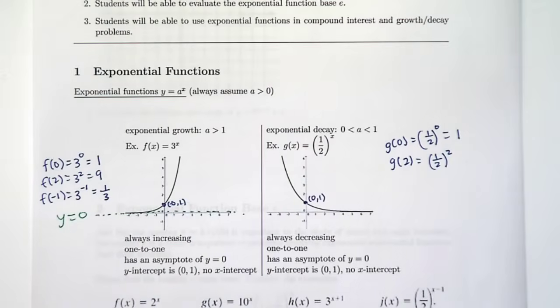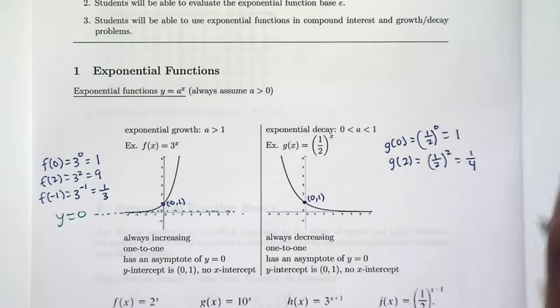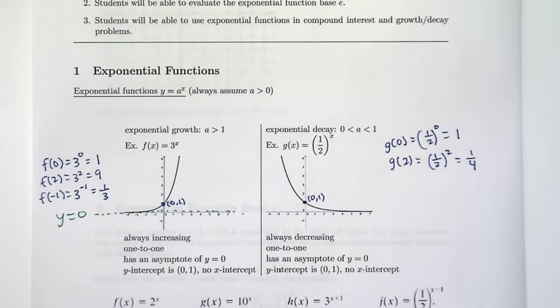So let's try 2. 1/2 squared. That's going to be 1/4. So we take 1 squared and we also have to do 2 squared. So that's how we get our 1/4.